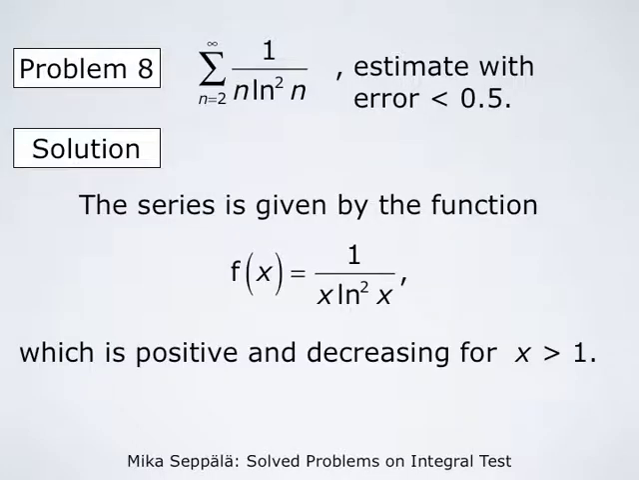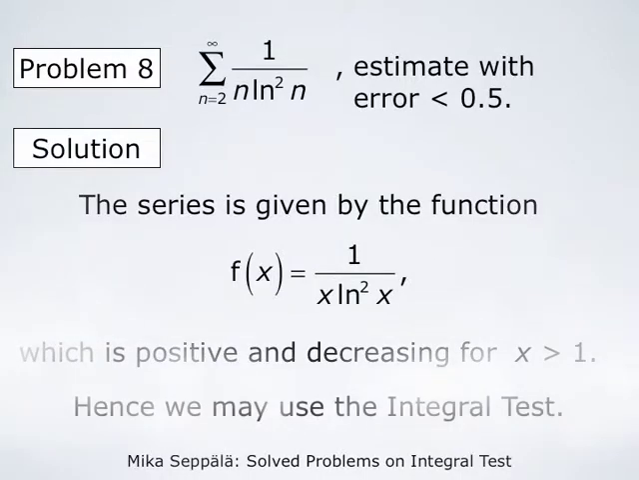The series is given by the function f of x equals 1 divided by x times ln squared of x, and this is positive and decreasing for x greater than 1. Now, since the summation starts from the index value n equals 2, it suffices to consider this function f for x greater than or equal to 2. And for those values of x, this is positive and decreasing. Hence, we may use the integral test.